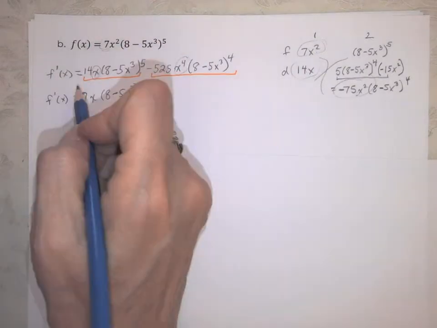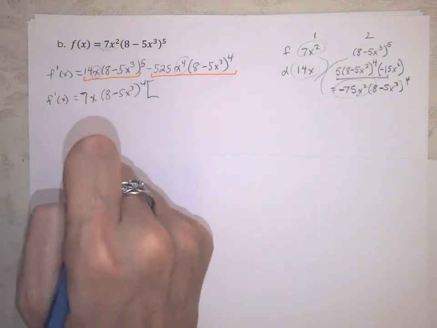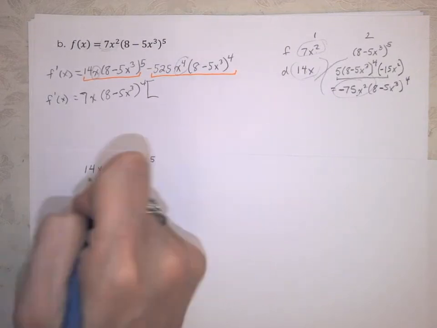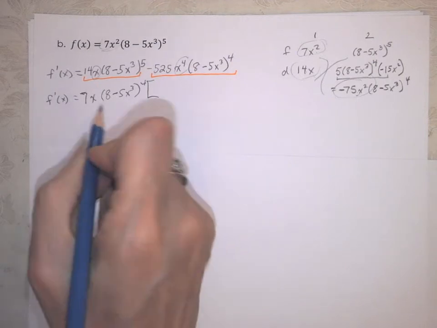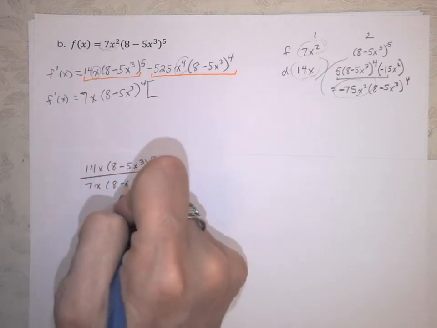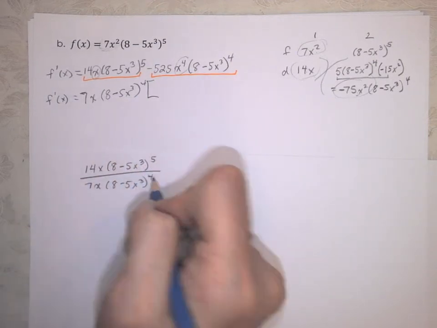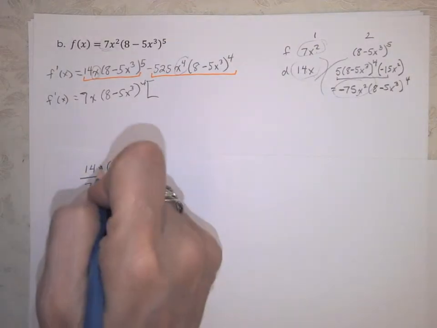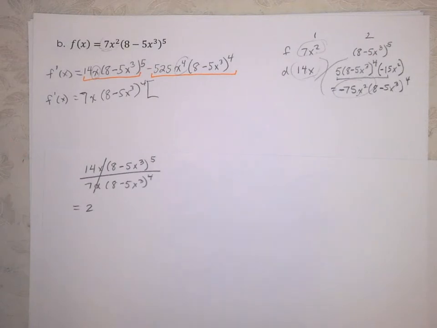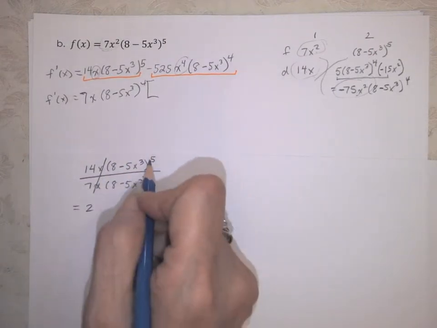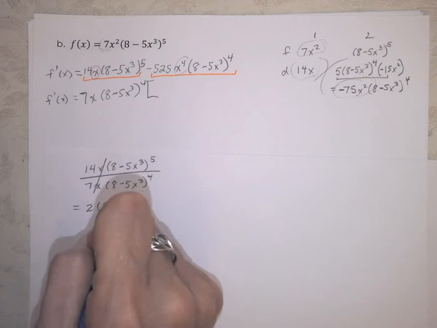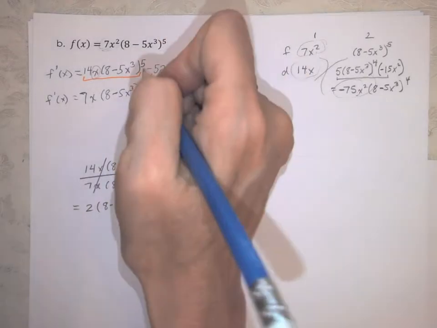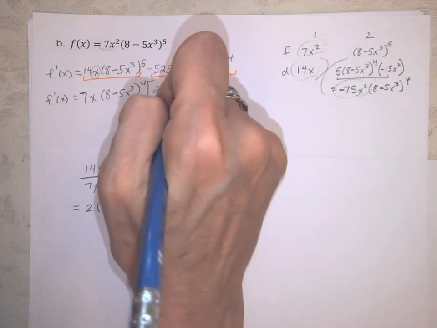So I'm going to take my first chunk, 14x times 8 minus 5x cubed to the 5th, and divide by 7x, my greatest common factor, 8 minus 5x cubed to the 4th. 14 divided by 7 is 2, x divided by x is 1, 8 minus 5x cubed to the 5th divided by 8 minus 5x cubed to the 4th is just 8 minus 5x cubed. So that goes in my bracket first.